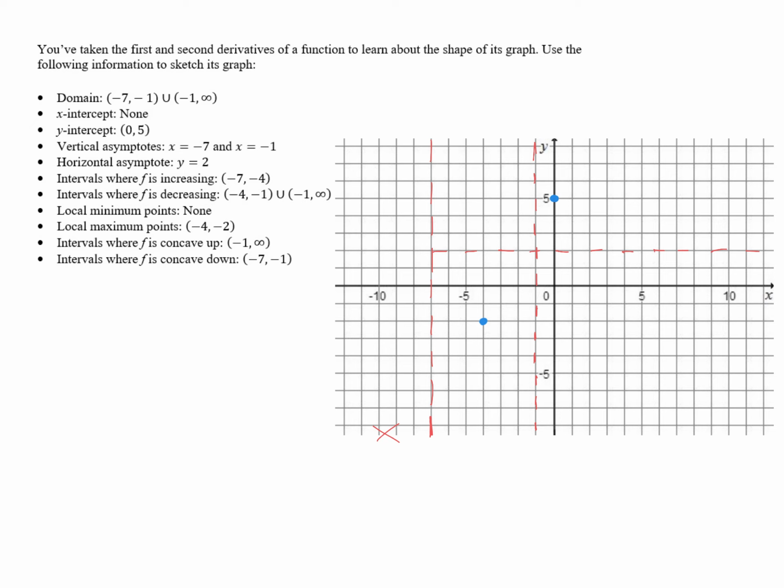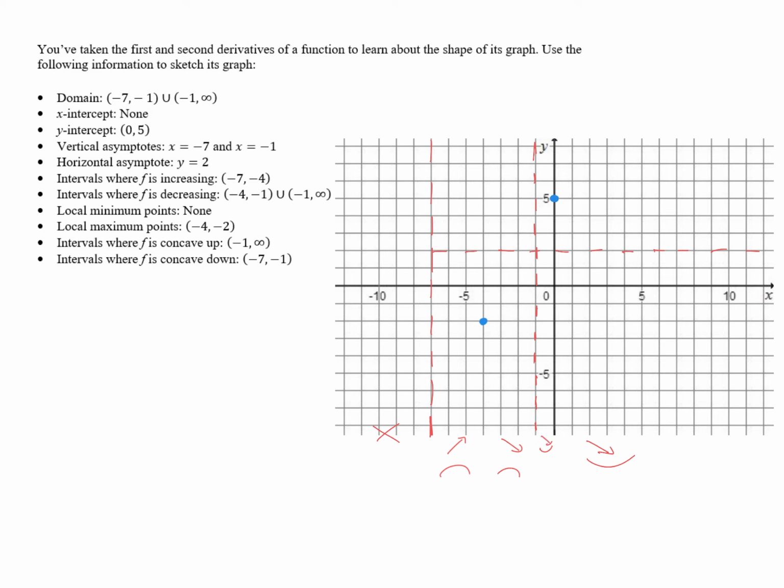And then we know that it's increasing from -7 to -4, and then decreasing from -4 to -1, and then from -1 to infinity. And we're told the concavity is upward from -1 to infinity. So we're dealing with upward all over here, and then downward elsewhere.